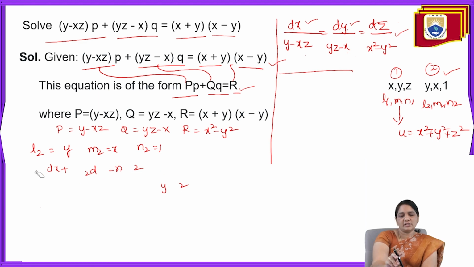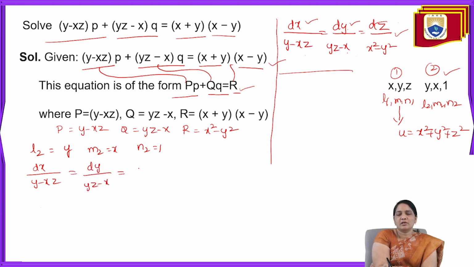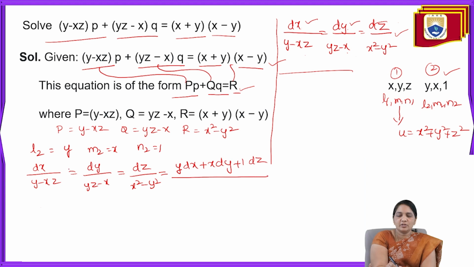Otherwise, you can write it like this, which will be understandable to you. dx by (y minus xz) equal to dy by (yz minus x) equal to dz by (x square minus y square). This is equal to, so here I am going to multiply with the multipliers. So that is y into dx plus x into dy plus 1 into dz, these are the numerators.